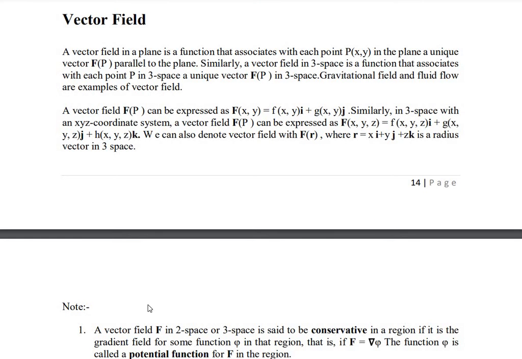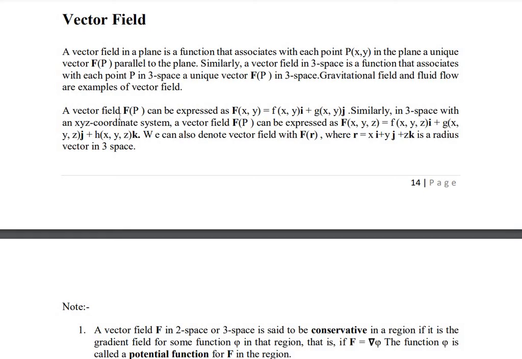Next one, vector field. A vector field in a plane is a function that associates with each point p(x, y) in a plane a unique vector F(p) parallel to the plane. Similarly, a vector field in 3-space is a function that associates with each point p in 3-space a unique vector F(p) in 3-space. For example, gravitational field and fluid flow are examples of vector fields.